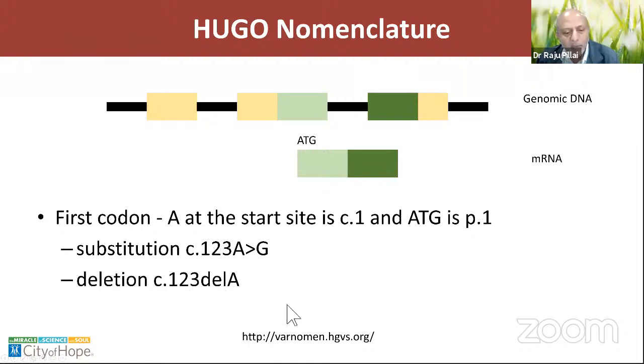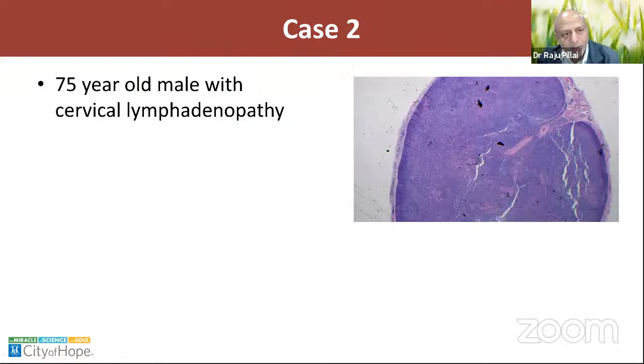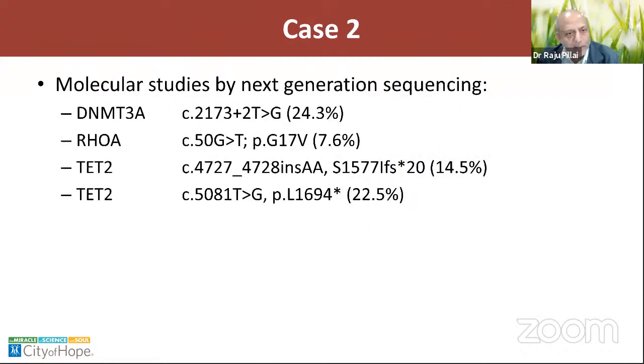There are a lot more details at this website. So this is how mutations are described. And when you get a report saying this is c.123, this is basically what it means. Let's go back to our case, the patient with the lymphadenopathy. This is what the molecular studies came back as. So let's go through it slowly.